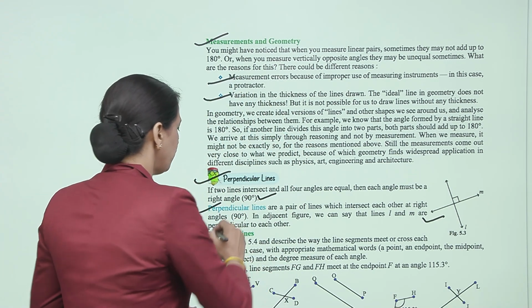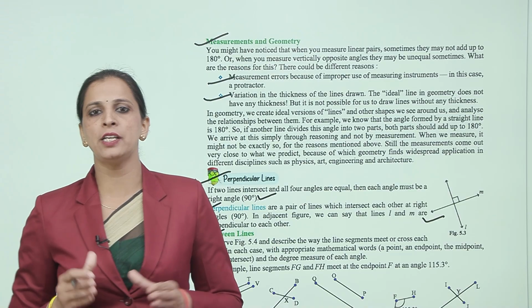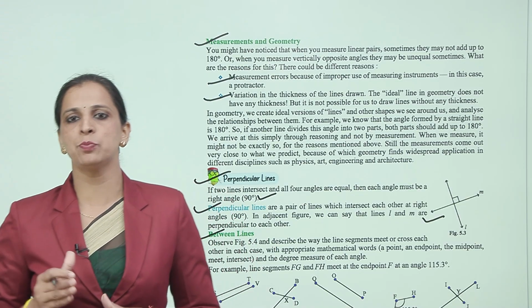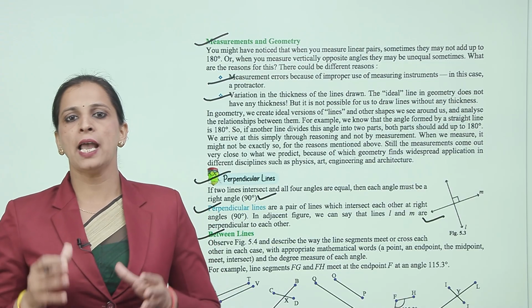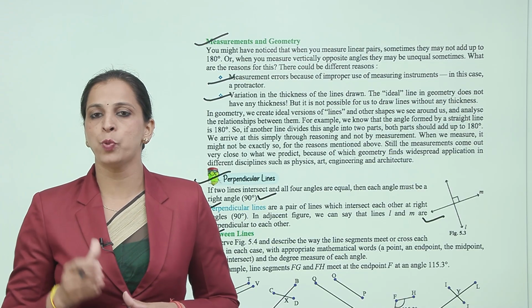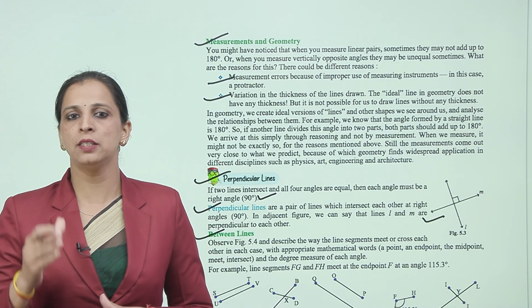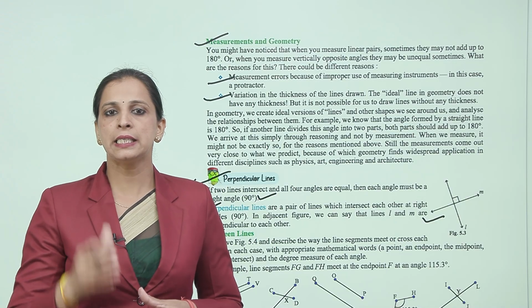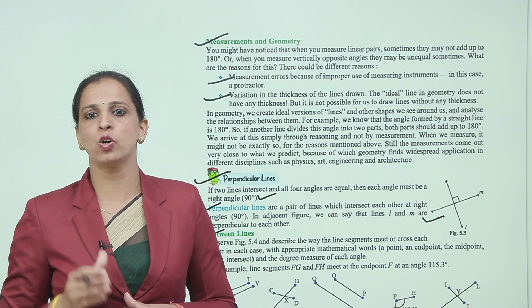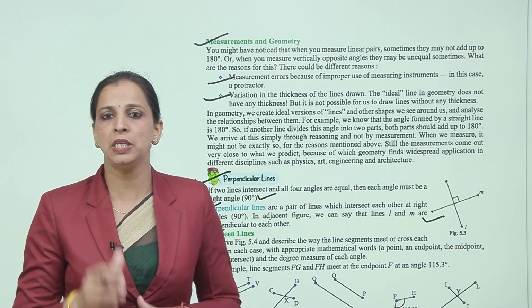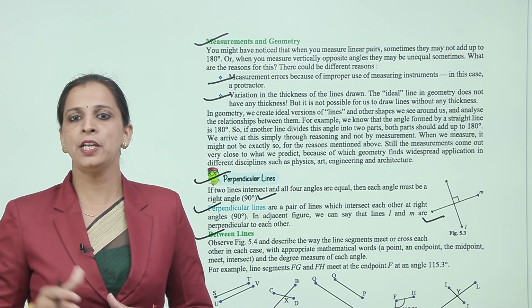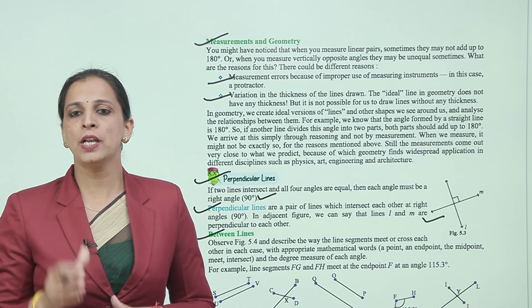Now, between lines, observe figure 5.4 and describe the way the line segments meet or cross each other. In each case, use appropriate mathematical words: a point, an end point, the midpoint, meet, intersect, and degree measure of each angle. For example, line segments FG and FH meet at the end point F at an angle of 115.3 degrees.